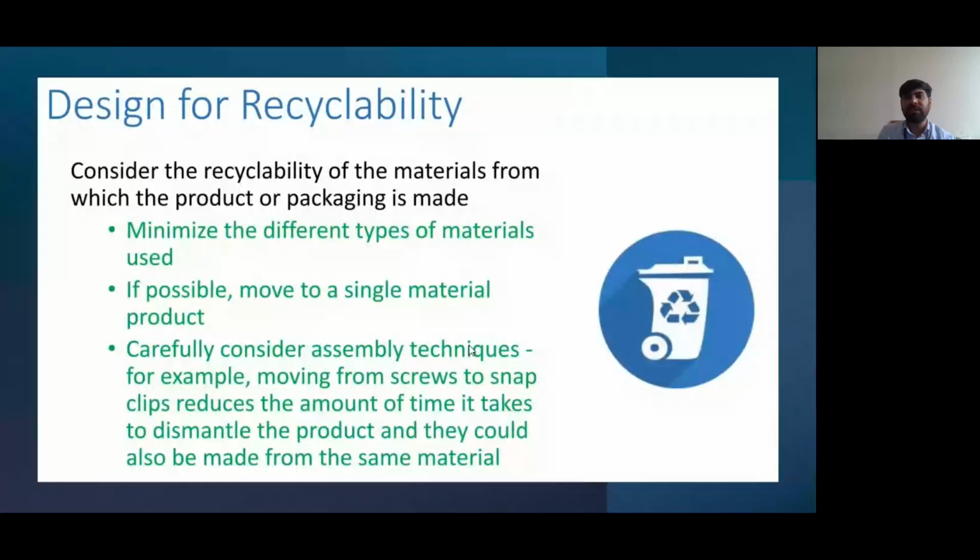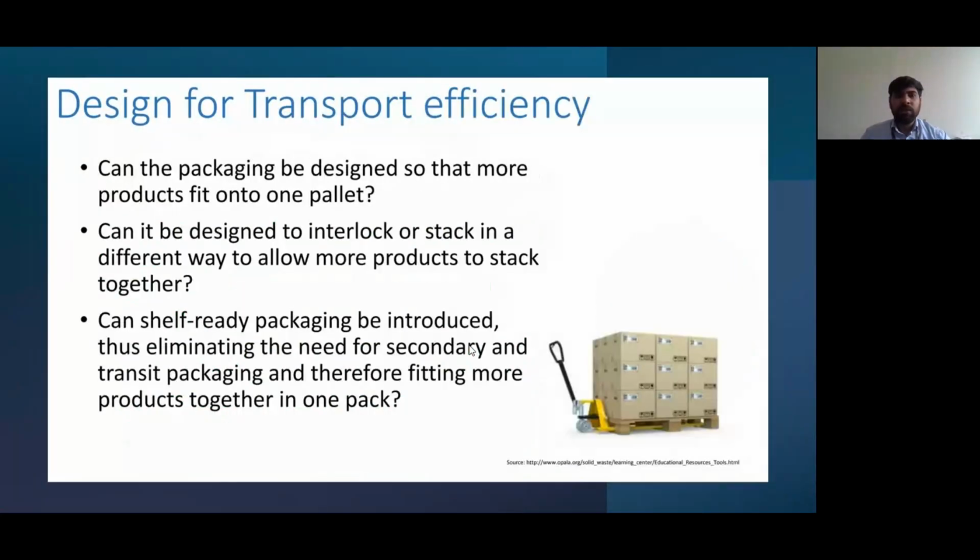So you have to think in a holistic manner: from the raw material extraction, then its manufacturing, processing, then the packing, then how it is going to be used, for the eco design, or you can say sustainability. So design for transport efficiency. Can the packaging be designed so that more products fit onto the pallet? Yeah. IKEA is one of the best examples of this.